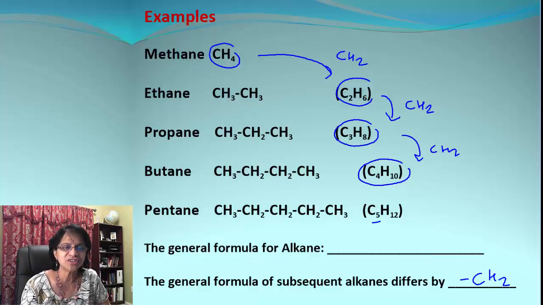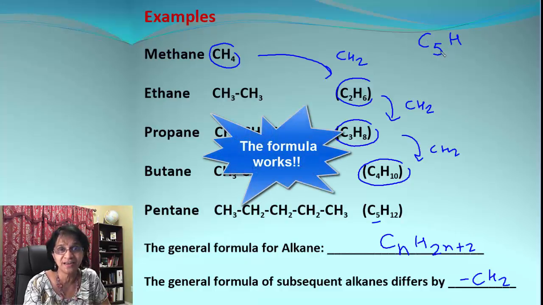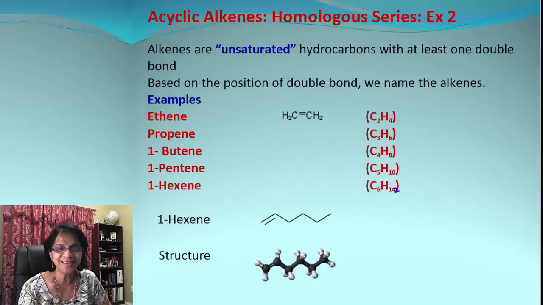Also, how about the general formula? You can figure out that if the number of carbon atoms is N, hydrogen is 2N plus 2. So let's see if C equals 5. How do you find out hydrogen? It is 2 times N, which is 2 times 5, 10, plus 2, that will be 12. And is that what we got? Yes.